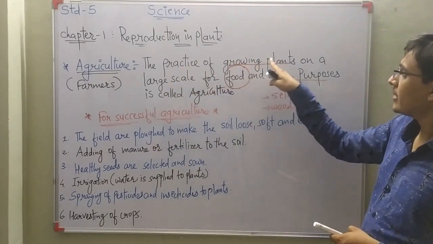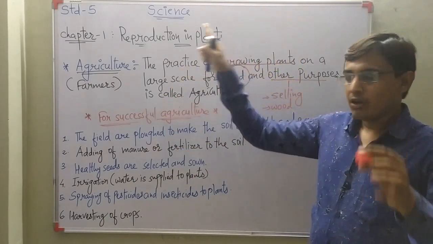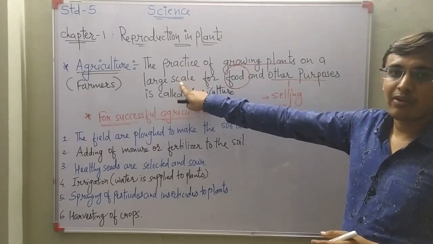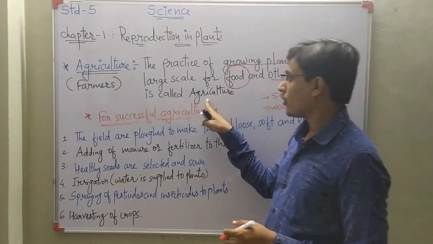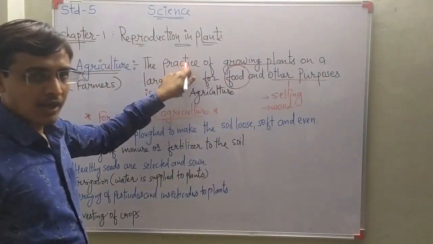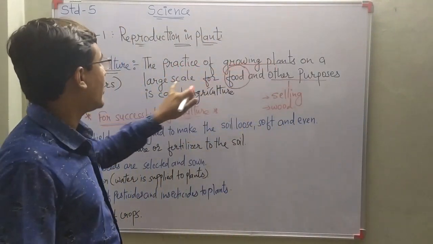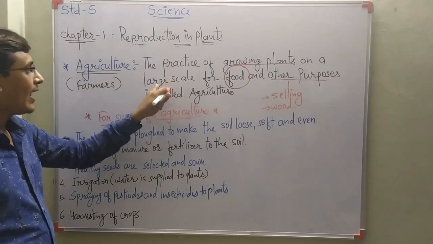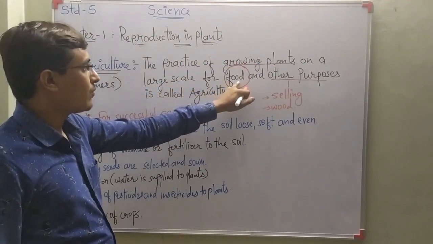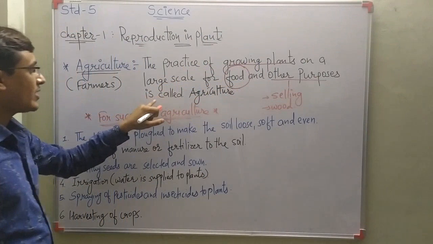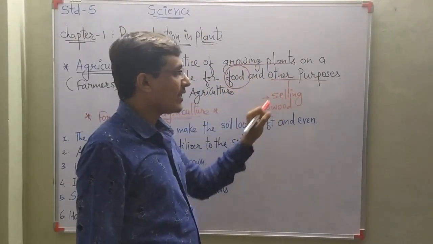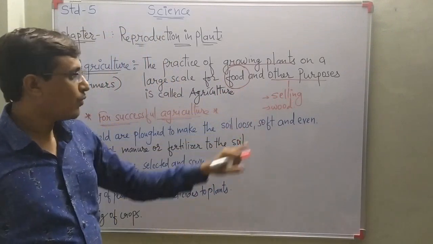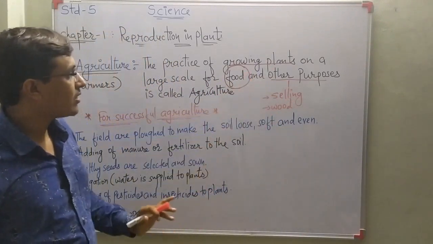Okay, plants are grown on a large scale. For what? For food and other purposes, this is called agriculture. Okay, the farmers are growing plants on land on a larger scale. Okay, for what? For food and other purposes. So it is called agriculture. Okay, other purposes mean for selling, and the wood we get from that. Okay, these are the other purposes.